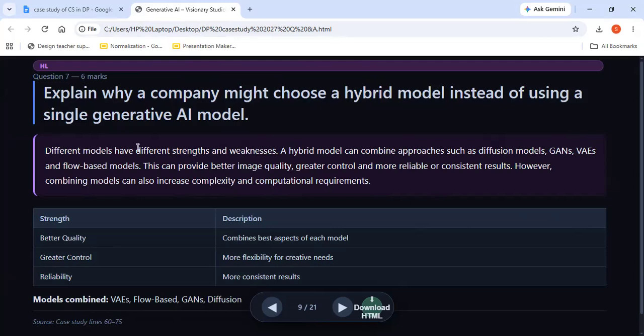In the same way, different models have different strengths and weaknesses. By combining the diffusion model, GAN, VAE and flow-based models, we would have better image quality and greater control over the output.